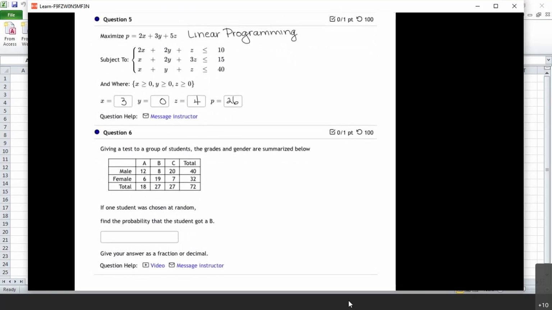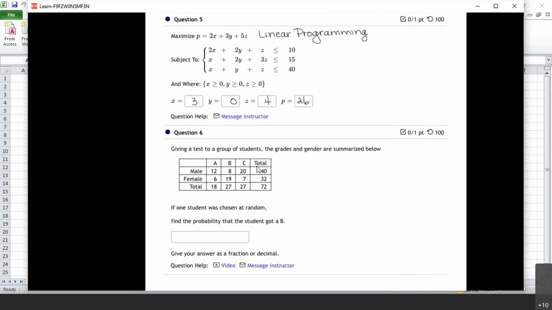So here we have a list of exam grades, and they've been kind enough to total up the number of males and females, as well as the number of A's, B's, and C's. You can see this total row and this total column sum to 72, the number of people who took the test. If they don't give you those totals, you figure them out by summing up each column. So 12 plus 6 is 18, 8 plus 19 is 27, and so forth.